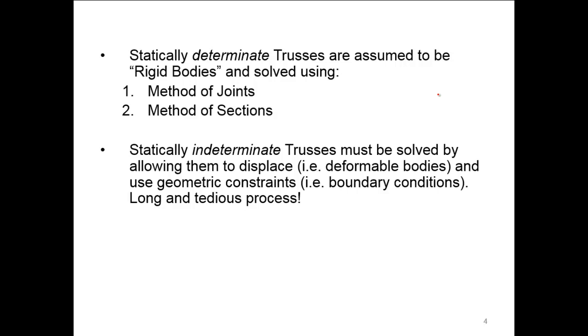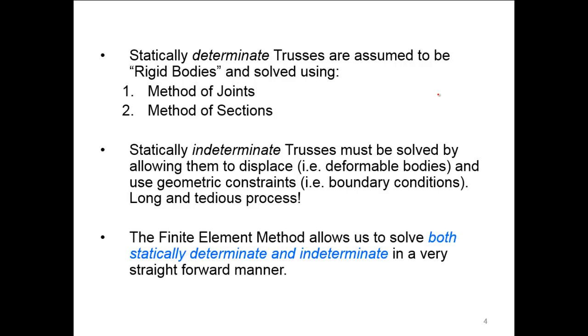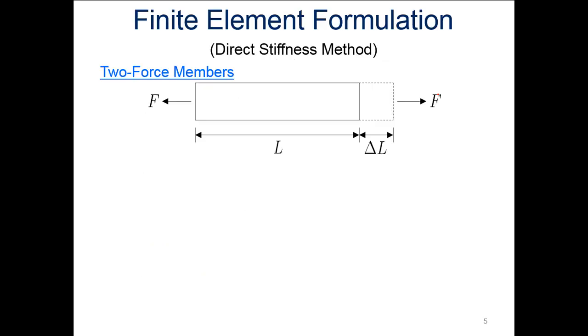When we look at statically indeterminate trusses, they must be solved by allowing them to displace. We need some deformable bodies and use geometric constraints or boundary conditions. It's a long, tedious process. But what the advantage with the finite element method is we can solve both statically determinate and indeterminate in a very straightforward manner. So that's what we're going to show you here today.